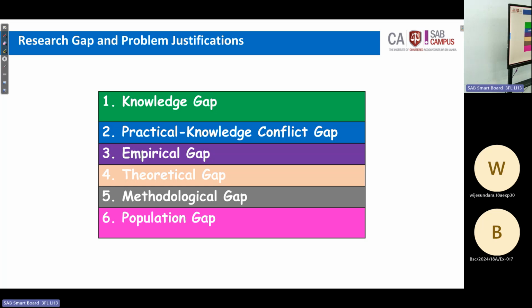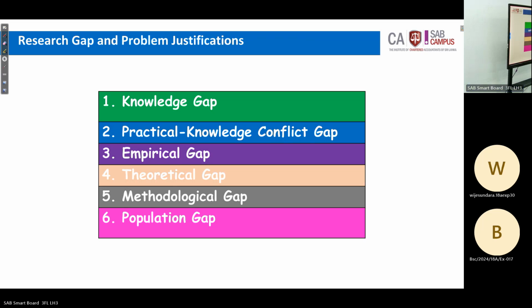Methodological gap. What do you mean by methodology? The way you do your research. The way you are going to do your research. Basically, you have the idea regarding quantitative versus qualitative. What do you mean by quantitative?